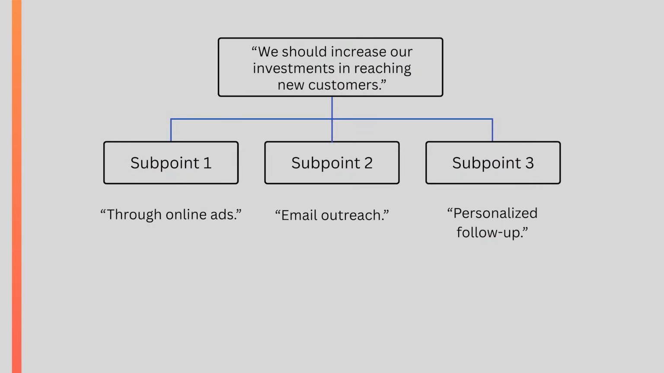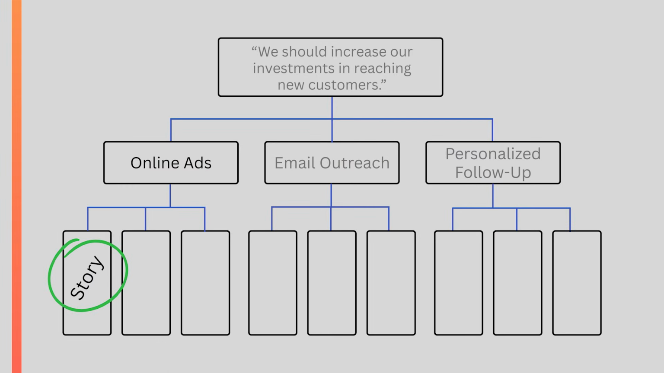So for example, in my message about finding new customers, my subpoints were that we should reach them through online ads, email outreach, and personalized follow-up. Let's say just for illustration purposes that one of my data points to support the use of more online advertisements was a specific story about a customer who found our business through online ads. Once I sort that story into the online ad bucket, I should not recycle another part of that story or bring it back to support another point like the thing about email outreach as well.